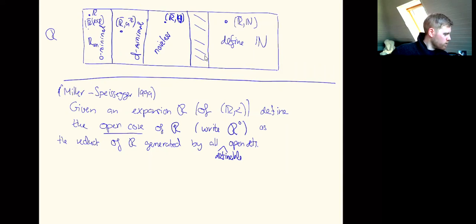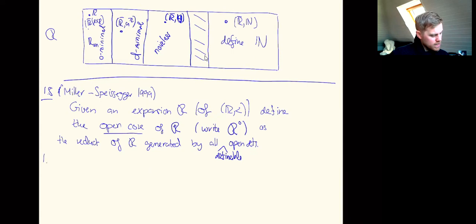So you could have also defined this as a closed core, or the open core as the reduct generated by all closed definable sets. That's perfectly fine. I do think that open core is more catchy, but sometimes I care more about the closed sets. So in my notation, this is 1.5. And in the way that Chris and Patrick introduced it, you can somewhat take this as a tameness notion as well, if you like.